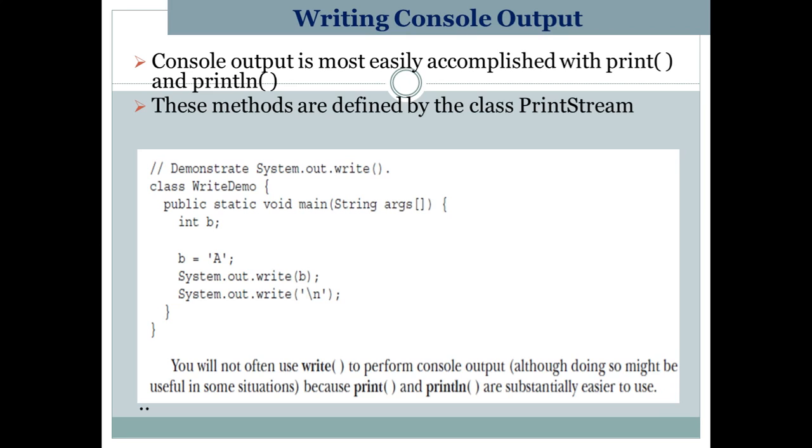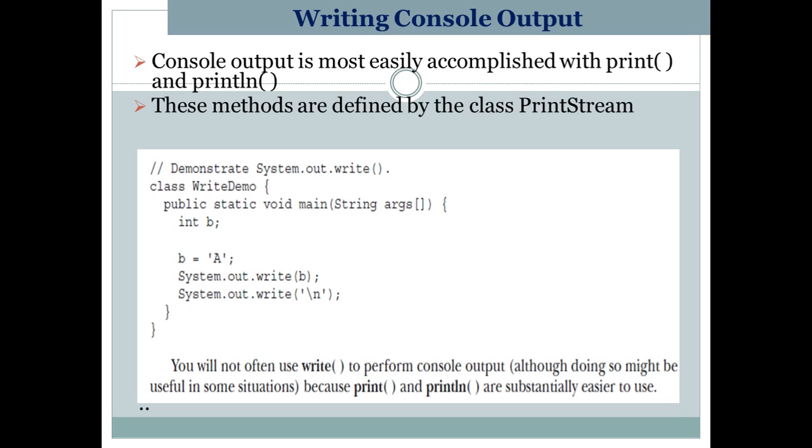Now see writing console output. How to write a particular output on the console. PrintStream is used to write data to another stream. We will use PrintStream. It automatically flushes the data, so there is no need to call the flush method.